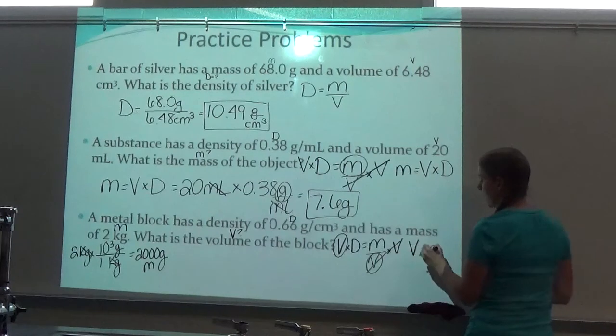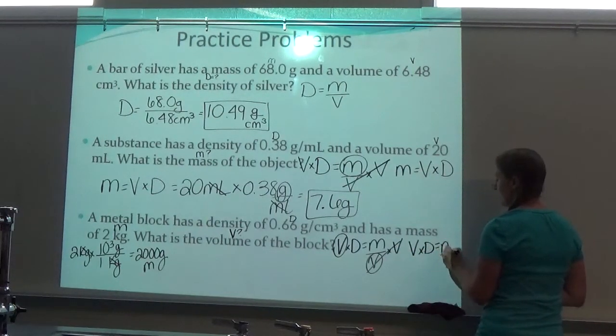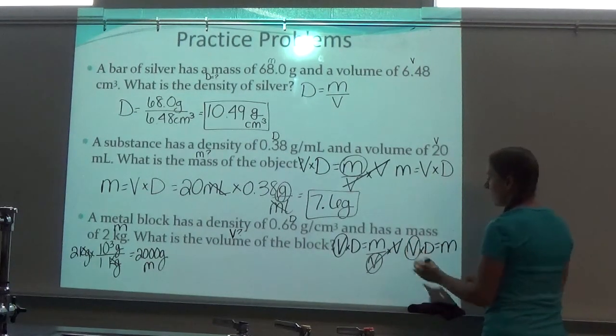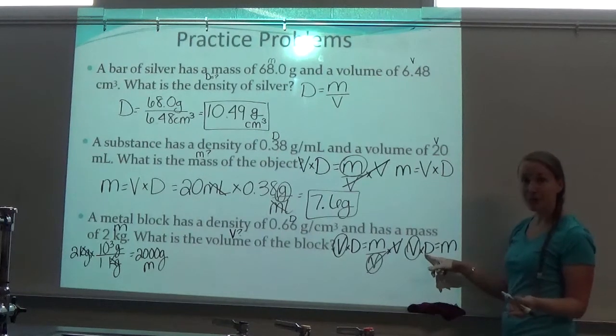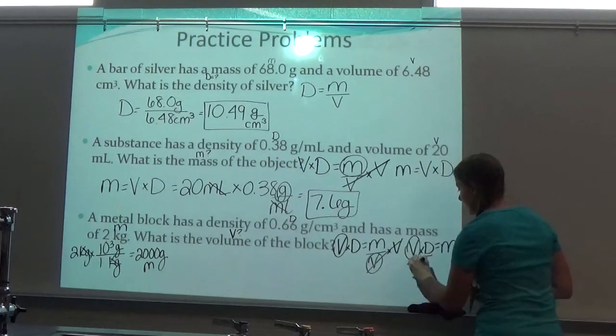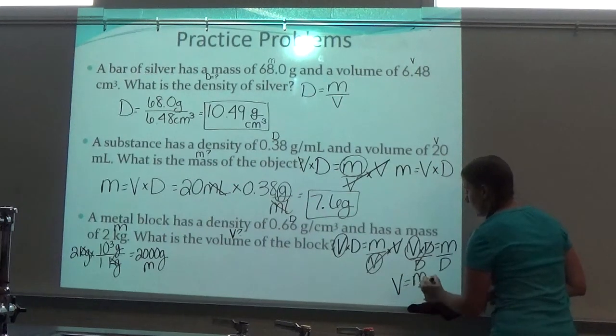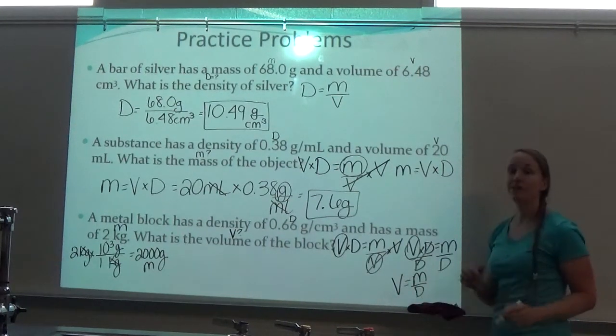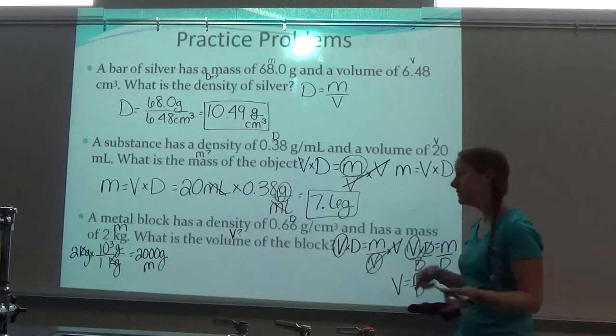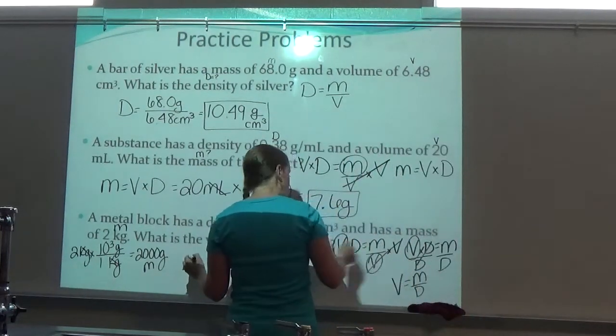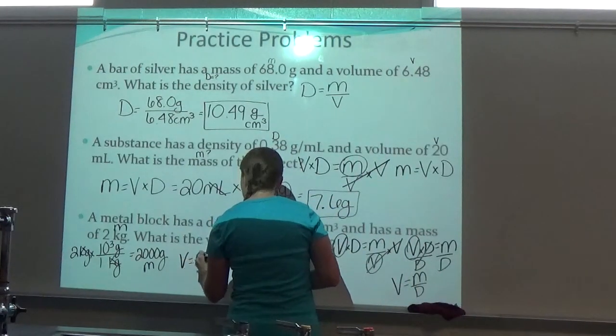So here, I'm just going to rewrite it because it gets a little sloppy. We're trying to solve for volume. So what's the opposite of multiplying by density? Dividing by density. So I divide both sides by density. So volume equals mass over density. Again, if you're having issues rearranging, come see me for tutoring. All right, so volume equals mass over density.